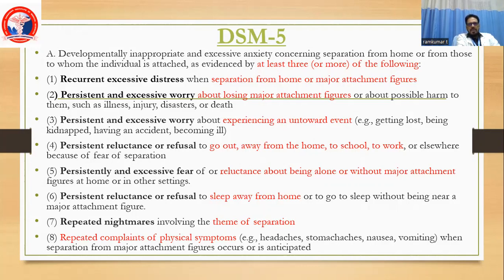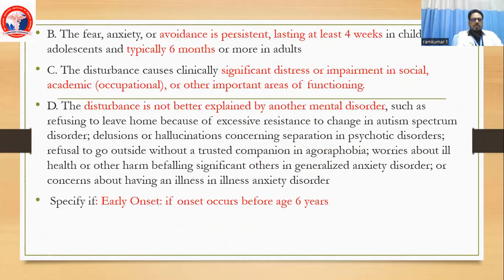7. Repeated nightmares involving the theme of separation. 8. Repeated complaints of physical symptoms, for example headaches, stomach aches, nausea, vomiting, when separation from major attachment figures occurs or is anticipated. B. The fear, anxiety, or avoidance is persistent, lasting at least 4 weeks in children and adolescents, and typically 6 months or more in adults. C. The disturbance causes clinically significant distress or impairment in social, academic, occupational, or other important areas of functioning.